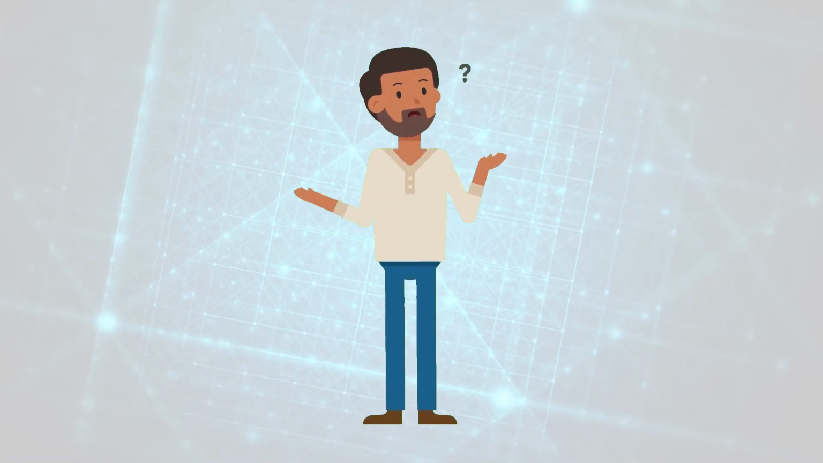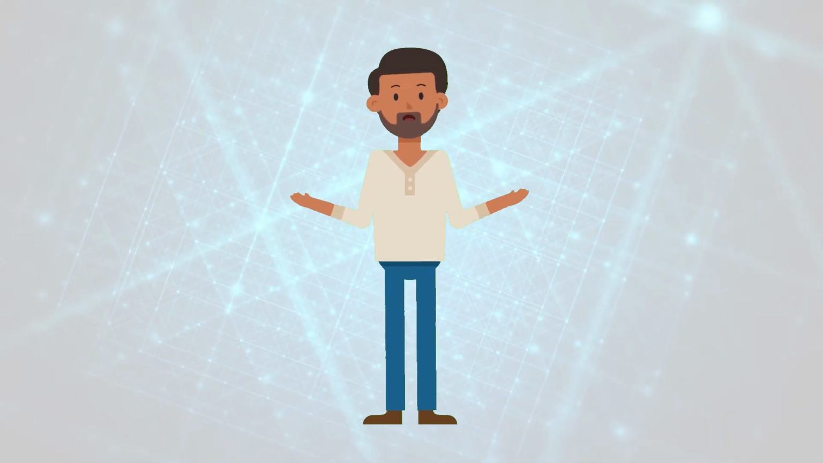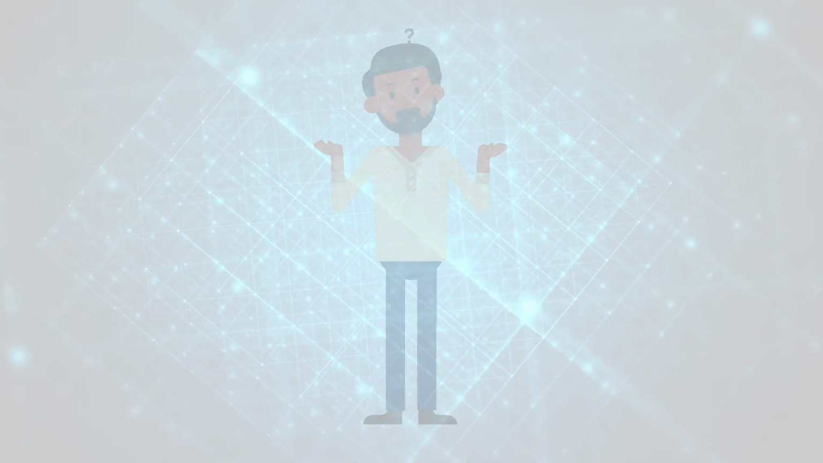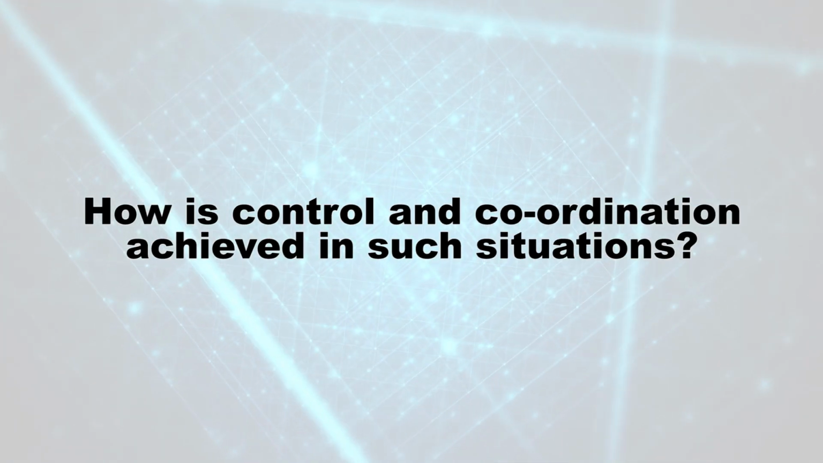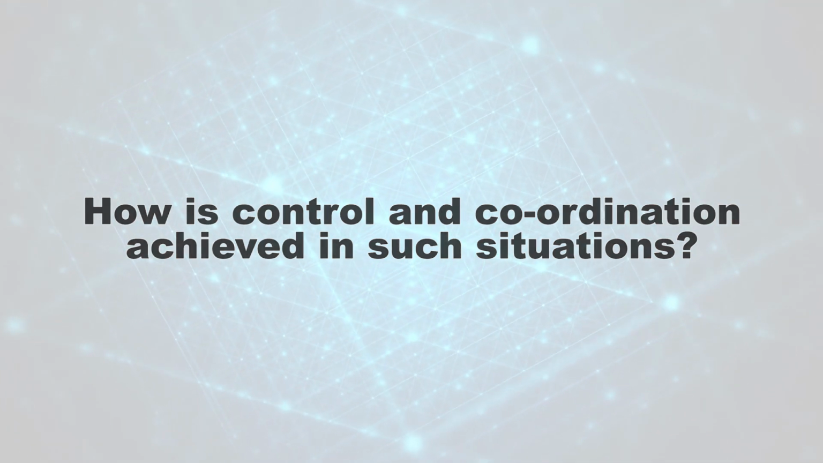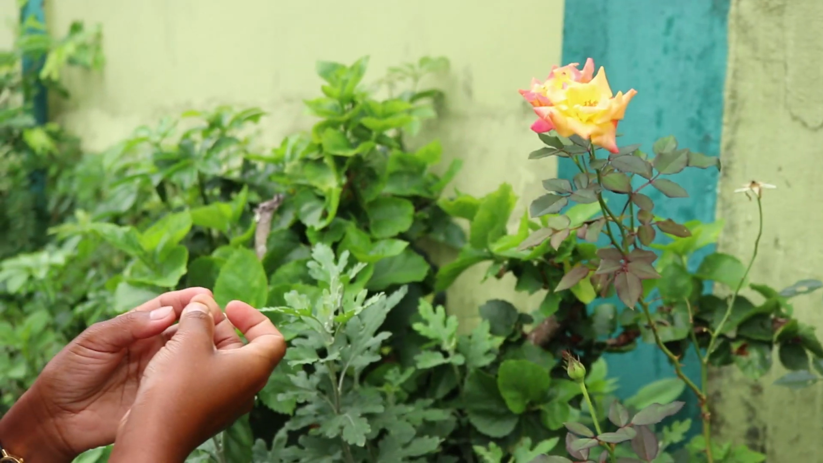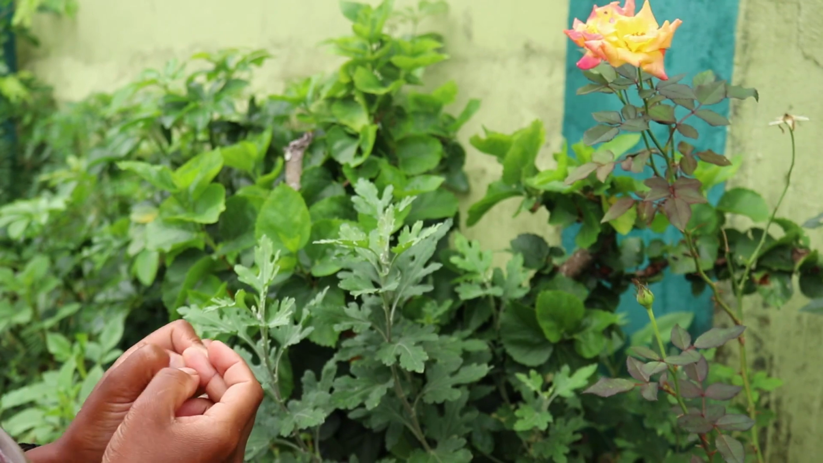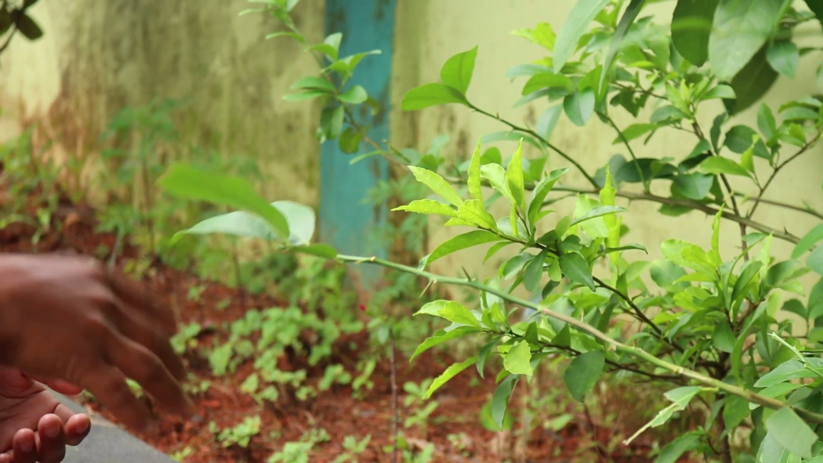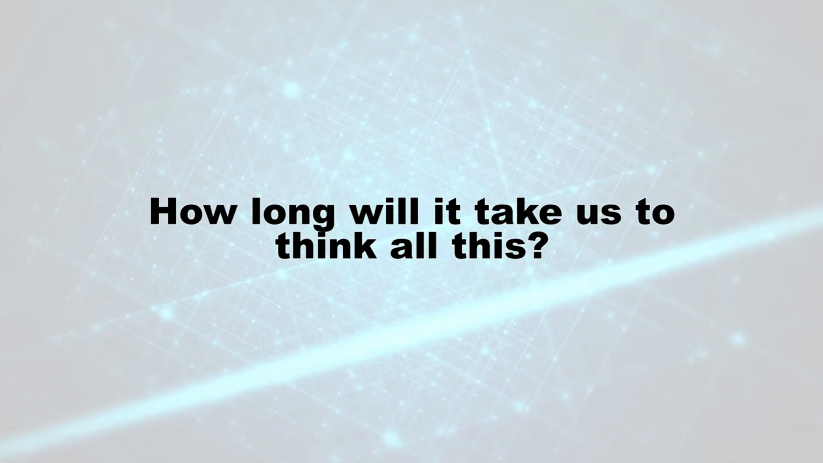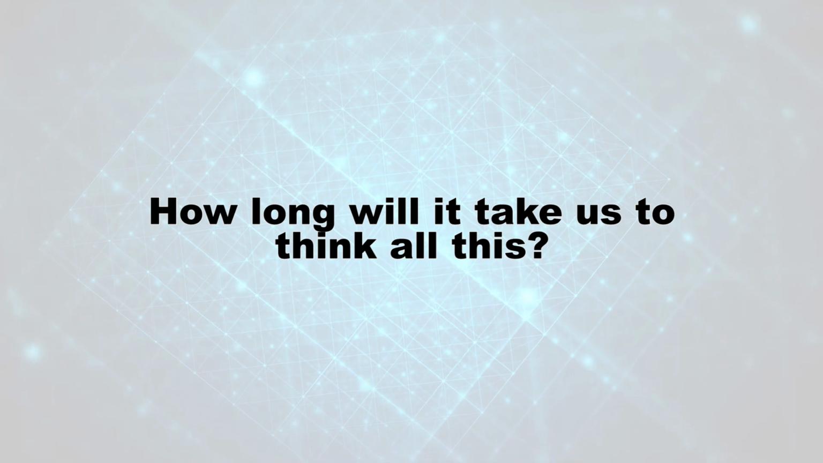Reflex action is where we do something without thinking about it, or without feeling in control of our reactions. Yet, our bodies are able to respond to these situations. How is control and coordination achieved in such situations? One seemingly simple way is to think consciously about the pain and the possibility of getting burned or pricked, and therefore move our hand quickly. An important question then is, how long will it take us to think all this?